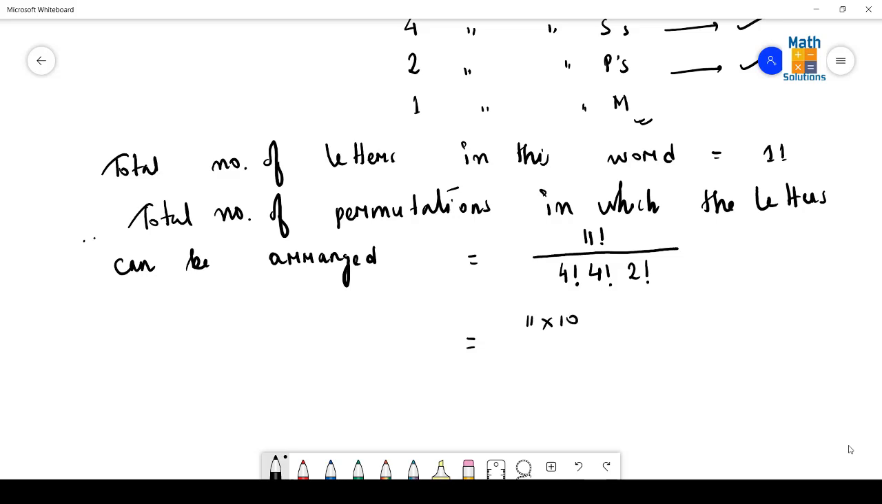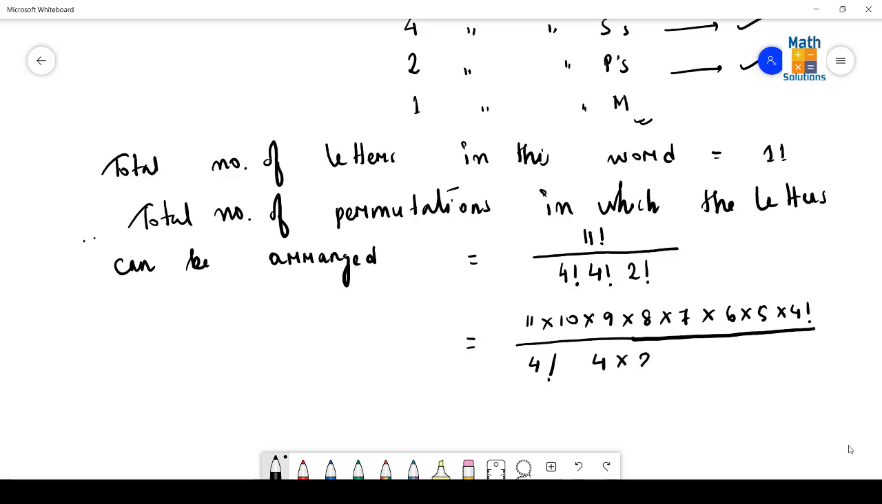11 into 10 into 9 into 8 into 7 into 6 into 5 into 4 factorial. We should stop there at 4 factorial so that it gets cancelled with one of the denominator 4 factorial. Then we can write 4 into 3 into 2 into 1 into, and for this one 2. So 4 factorial gets cancelled.